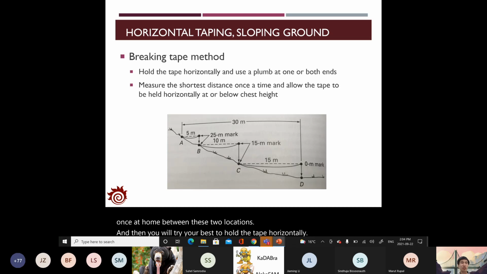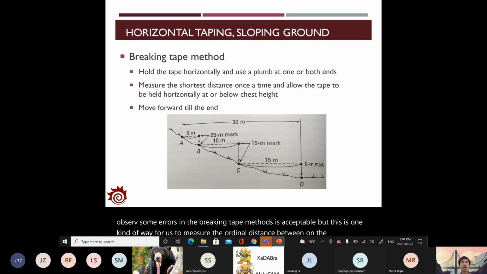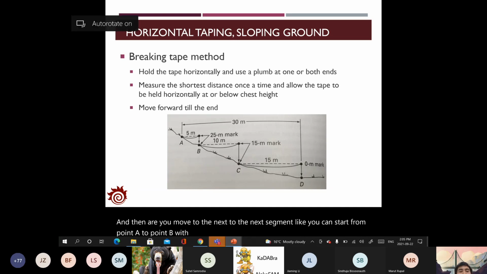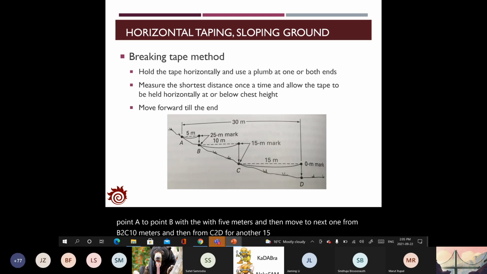And I know this is very hard for you to control, but that's also the reason we observe some errors in the breaking tape method. It's acceptable, but it's one kind of way for us to measure the horizontal distance of the sloping ground. And then you will move to the next segment. Like you can start from point A to point B with 5 meters, and then move to the next one from B to C, 10 meters, and then from C to D for another 15 meters. That's the way for you to get the horizontal distance from A to D, which is totally around 30 meters.